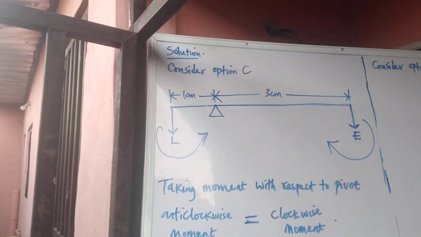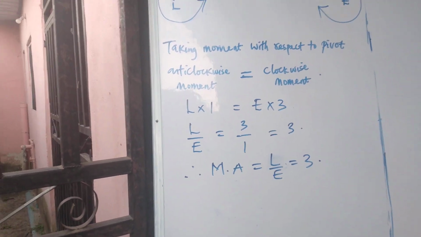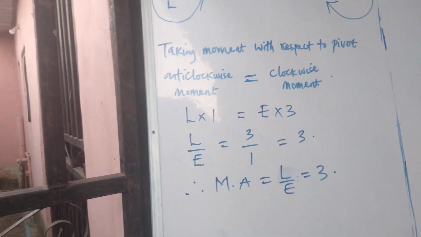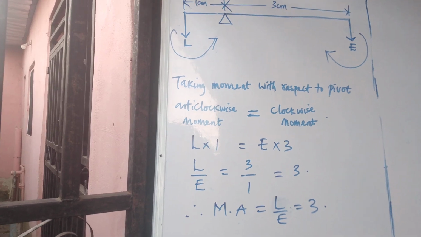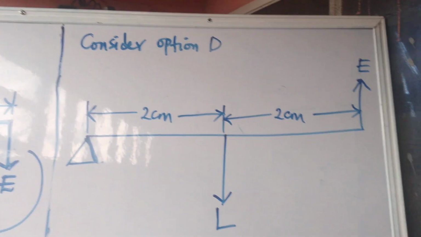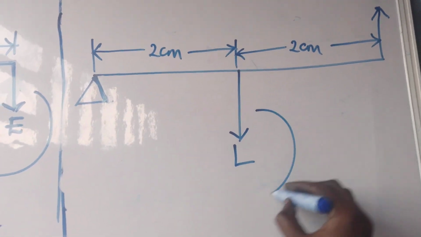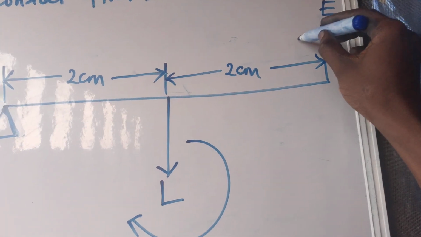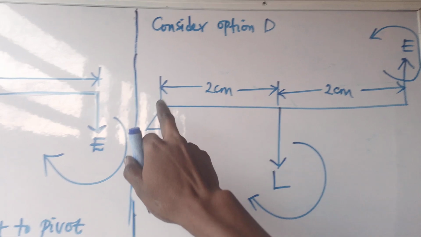So in option C, we solved and we got the mechanical advantage as 3. In option A, we had the mechanical advantage as 0.33. In option B, we had the mechanical advantage as 1. So let's look at option D and see what we'll get. Consider option D. This is what we're having. I'll take moment with respect to the pivot. This one will go clockwise until it gets to this point, while the effort will go anti-clockwise until it gets to this point.